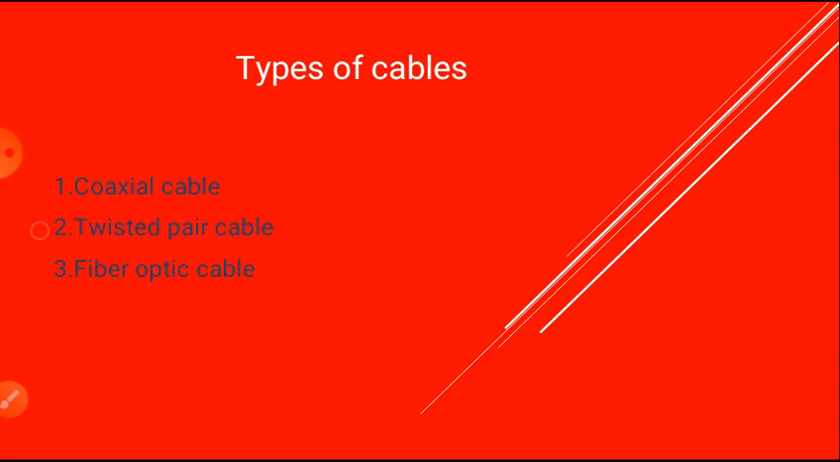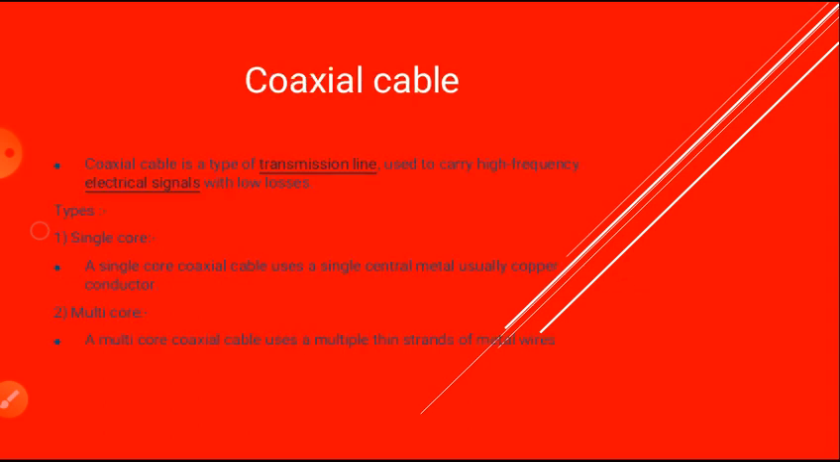There are three types of cable. First, coaxial cable, twisted pair cable and fiber optic cable. Let's discuss one by one. Coaxial cable. Coaxial cable is a type of transmission line used to carry high frequency electric signal with low losses. Types. There are two types of coaxial cable, single core and multi-core.